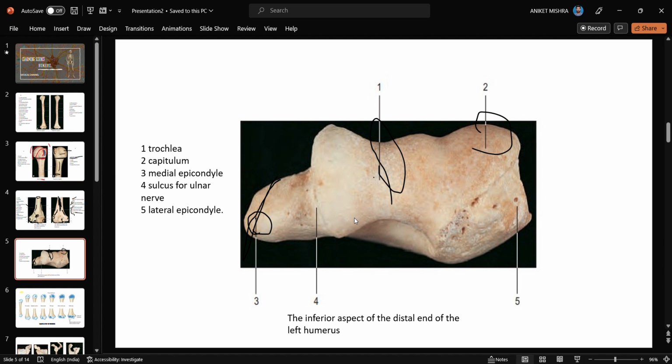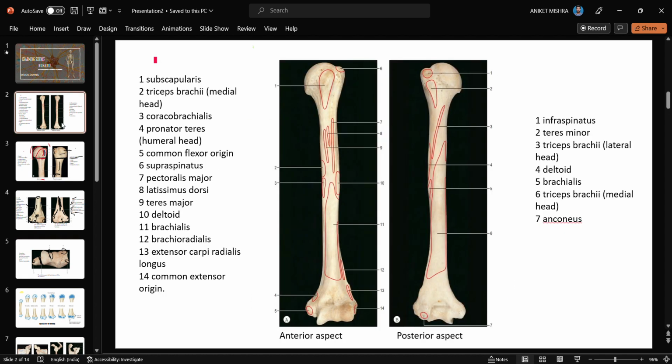Sorry, it's the medial epicondyle. This is the groove for the ulnar nerve, and it is palpable. This is the medial epicondyle, and this is the lateral epicondyle that is present on the inferior aspect of the humerus.